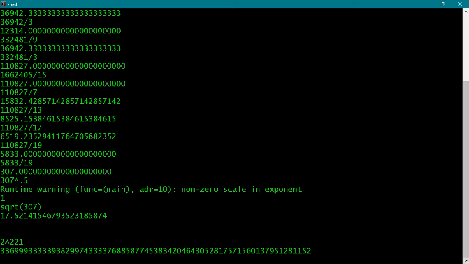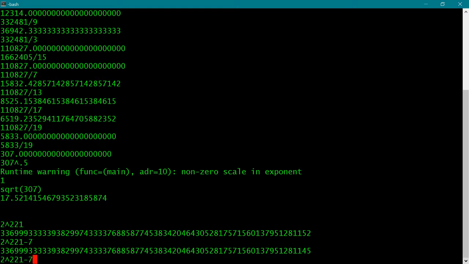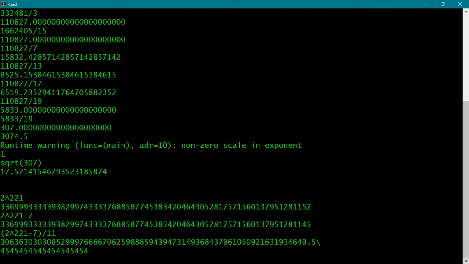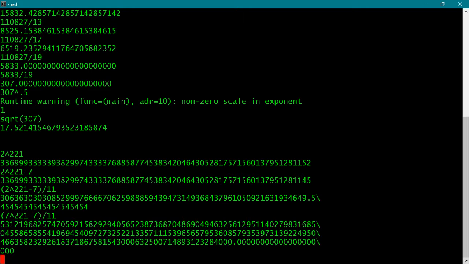So there's 7 to the 221st, and there's 7 to the 221st minus 7. And if we divide by 11, we get an integer. Uh-oh, we don't get an integer. I did 2 to the 221st. Should have done 7. So 7 to the 221st minus 7 divided by 11. That's an integer.